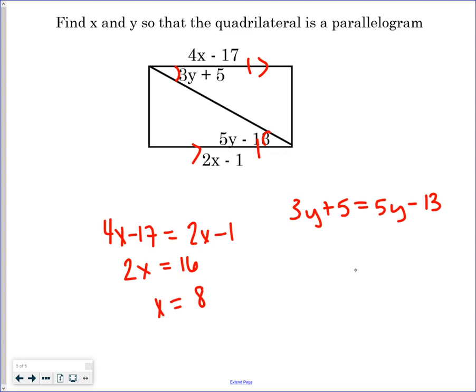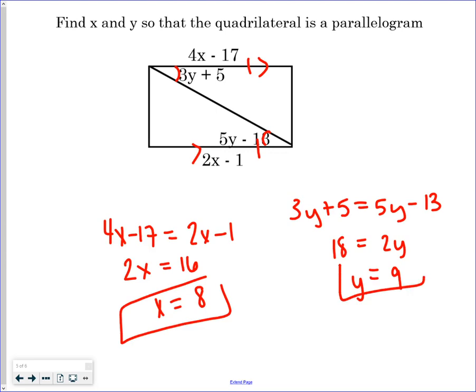You guys try the y, if you haven't already. Okay. Subtract the 3y, you get 2y. Add the 13, we get, what's 5 plus 13? 18. Divide by the 2, 9. They said find x and y. We did. Have I lost anybody before we do this last one? It's pretty easy, right? Okay.